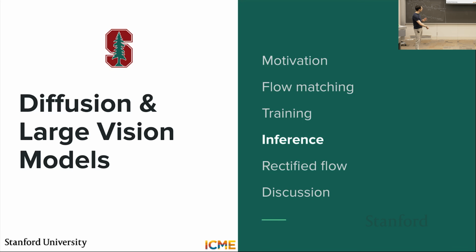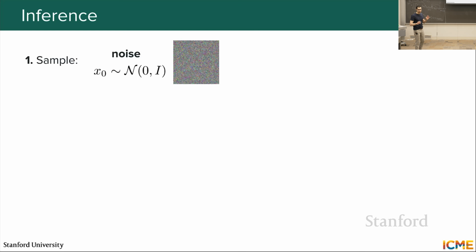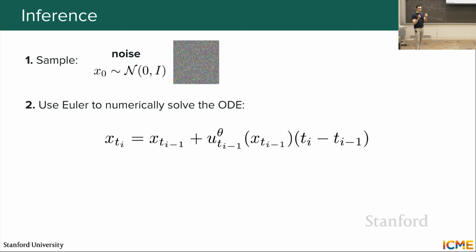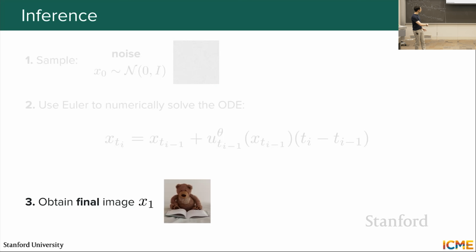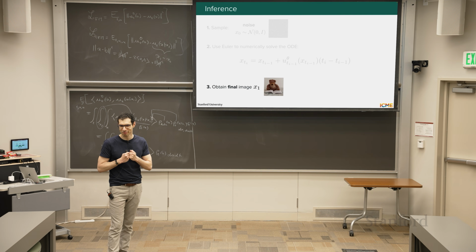Now, how do you do inference? Well, for inference, you just sample from an easy data distribution, and here it's, again, the standard normal distribution. And what you're going to do is numerically solve the ODE. So you go time step to time step, and you use your learned vector field, and you end up with your final estimated image x1. And that's how you do inference.